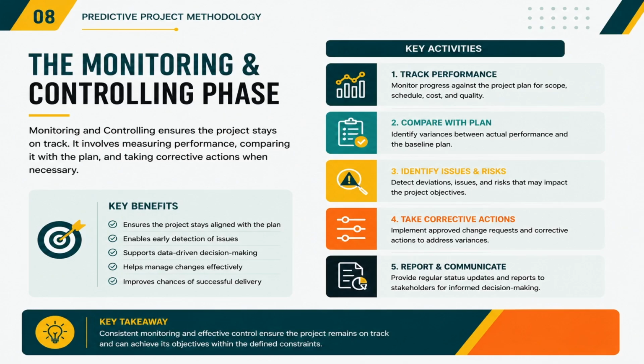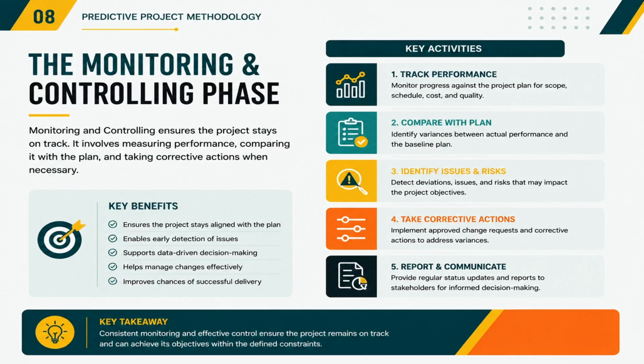Next comes the monitoring and controlling phase. So, the project manager will compare the actual performance against the approved baselines here. They will monitor the scope, the schedule, the cost, the quality, and the risk. If any deviations are identified, then corrective actions will be taken.